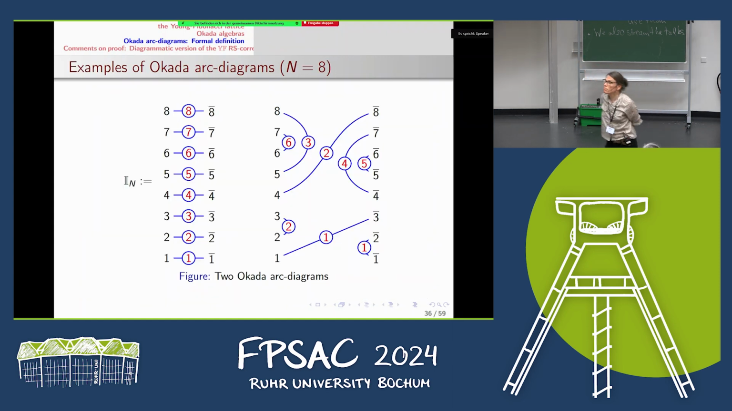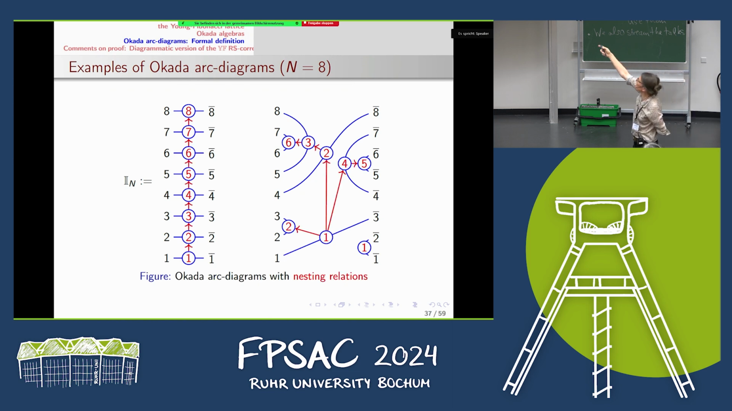Here are examples. The one on the left is very regular. Everything is just moving horizontally. We can always make that in any Okada arc diagram, and it will play the role of some kind of identity. On the right is some more exotic thing. I've indicated the associated forest, and you can see, just by inspection, that the height labels are increasing as you move away from the roots.